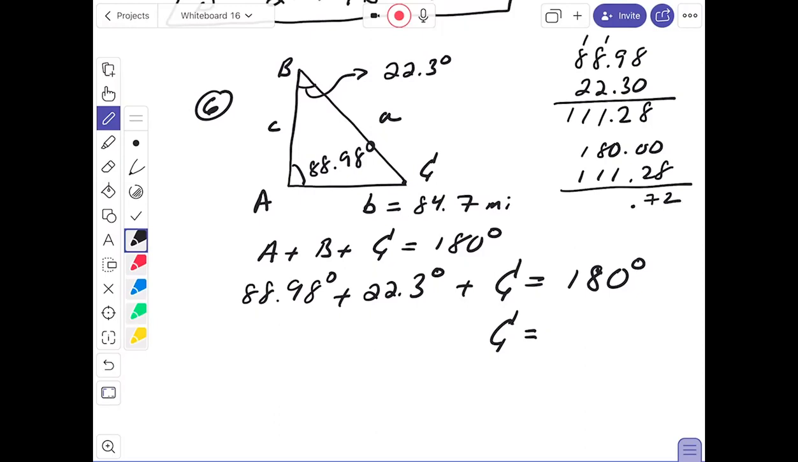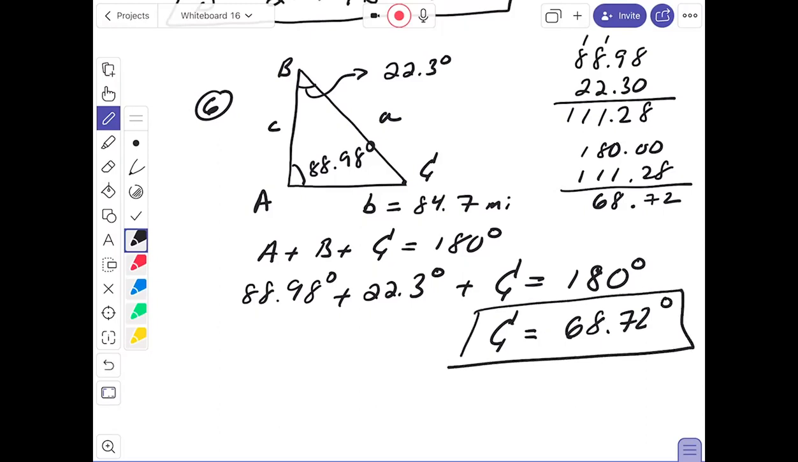And what would I get over there? I've got to think for a second. I hate thinking, but it's not that bad. I guess it'll be 68, right? Let me see, 68, 69, 70, 68. Yeah, that's right. Okay, so I got C down: 68.72 degrees.